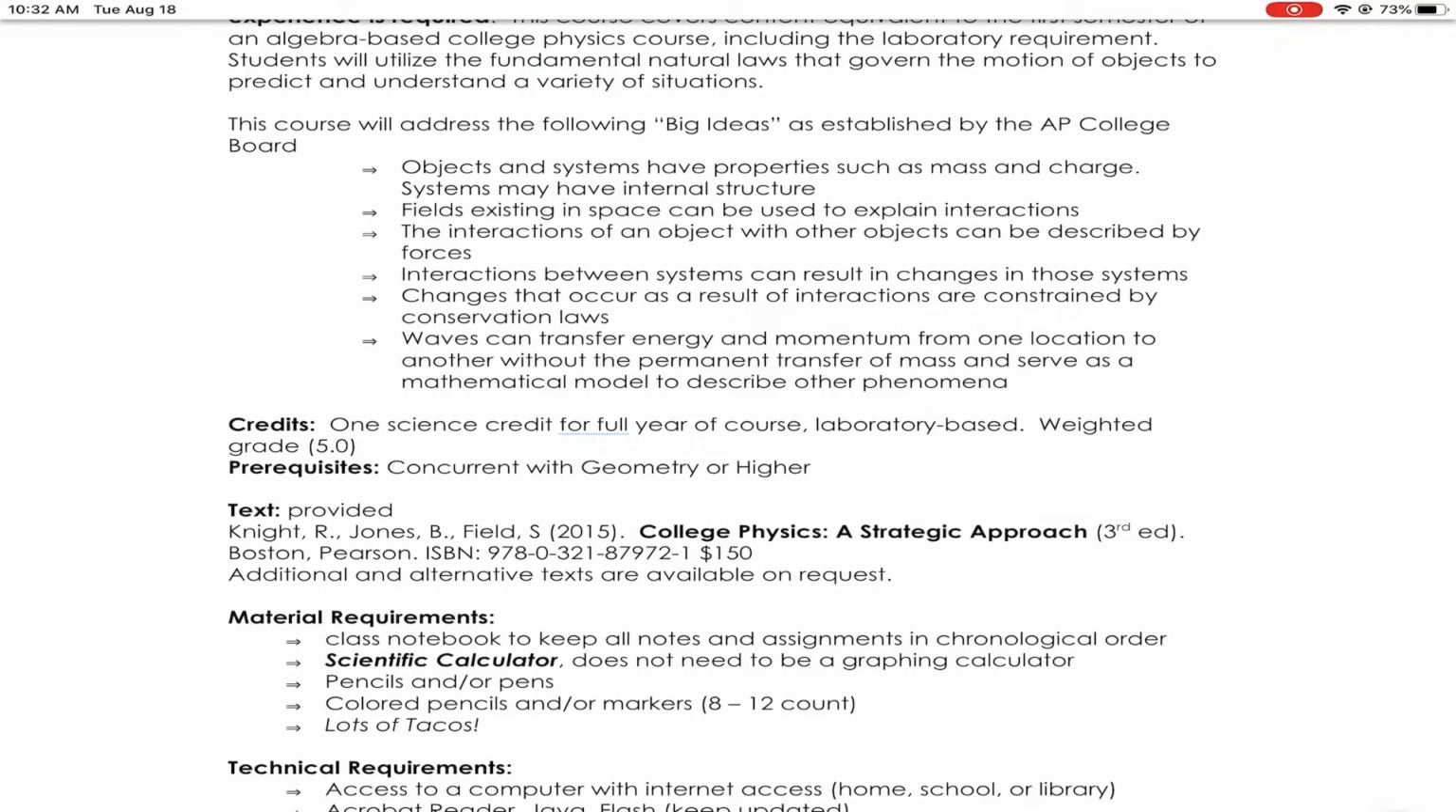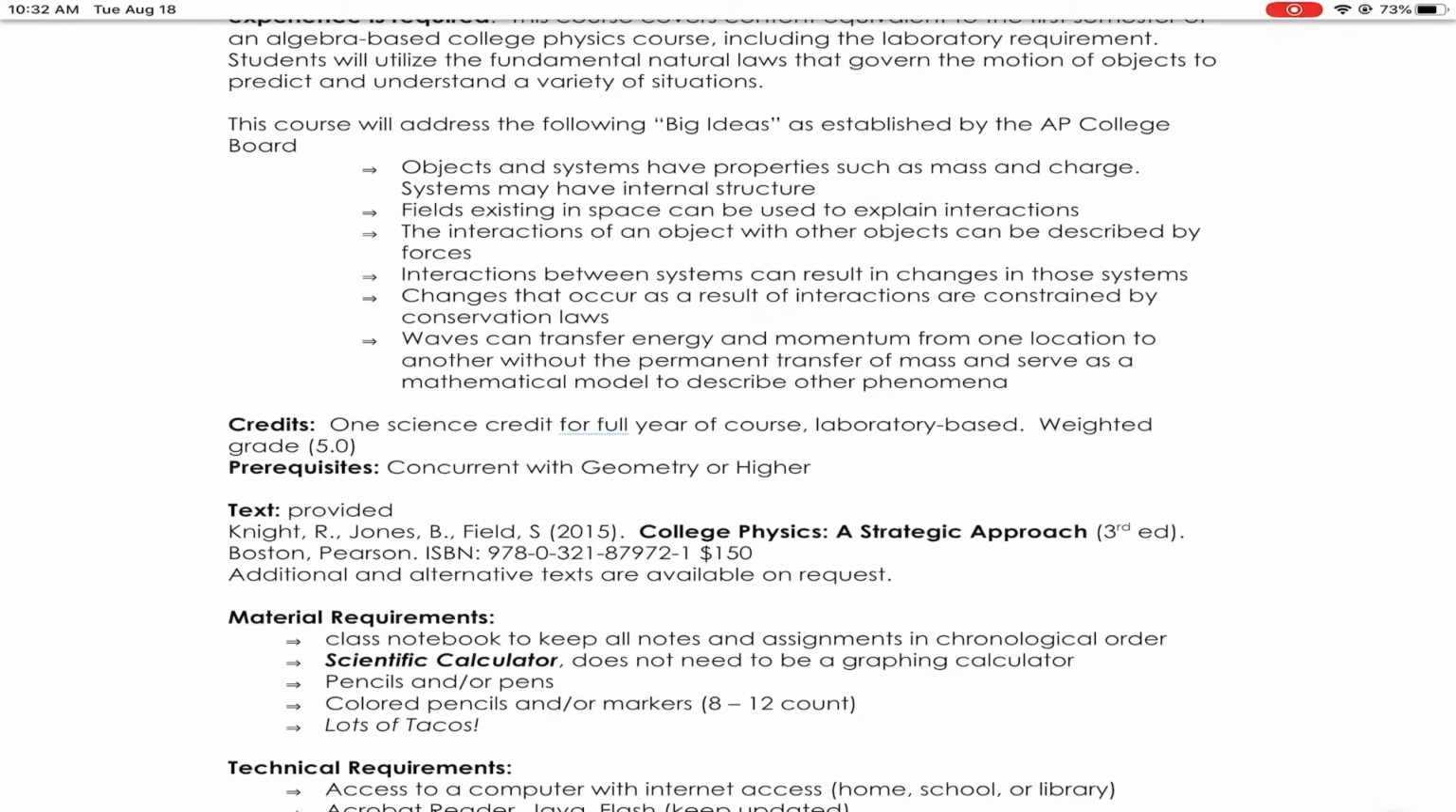We also have some big ideas that the AP College Board sets out that we're going to cover. So I'll go over these real quick because they'll give you the best overarching idea of what this class is about. So objects and systems have properties such as mass and charge. Systems may have internal structure. Fields existing in space can be used to explain interactions, like gravity. The interactions of an object with other objects can be described by forces. Interactions between systems can result in changes in those systems. Changes that occur as a result of interactions are constrained by conservation laws.